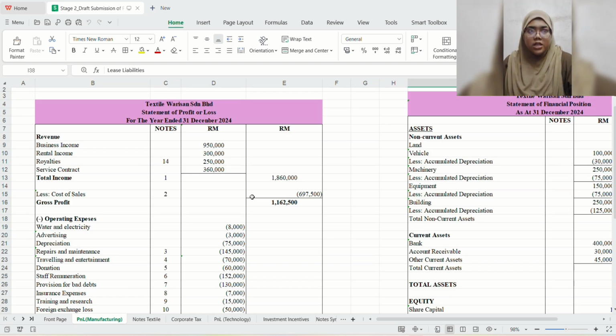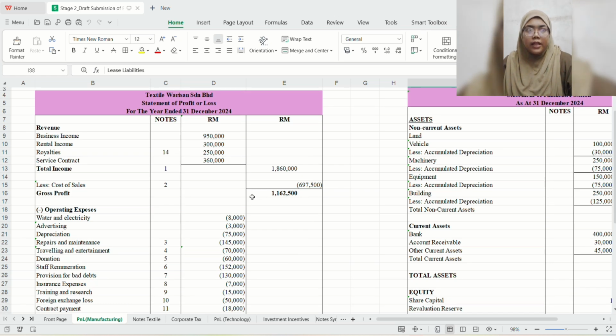Today I would like to present about stage 2 draft functional tool. This is our manufacturing company, Textile Warisan Sendirian Berhad. Statement of profit or loss for the year ended 31st December 2024. This is our total income amount 1,850,000, including business income, rental income, royalty and service contract.